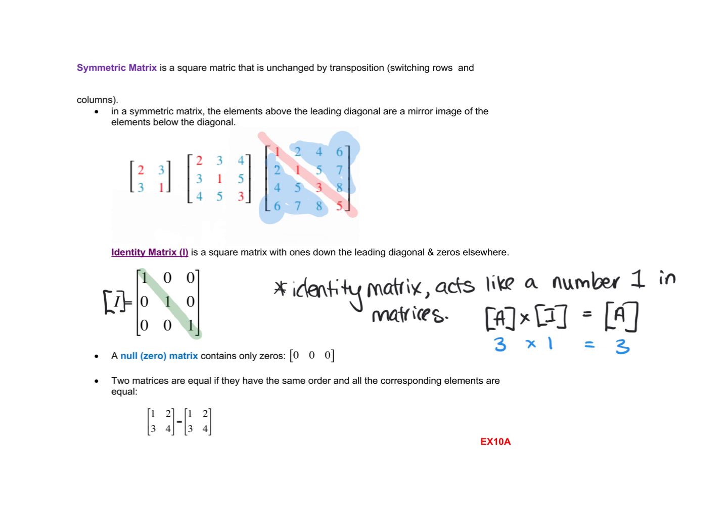Okay, a null matrix just has zeros, and we can only say that two matrices are equal if they look exactly the same. So you can see down here, these two have the same order. They're a 2 by 2, and their elements are exactly in the same spot and the same number. Okay, so they're only equal if they're exactly the same.